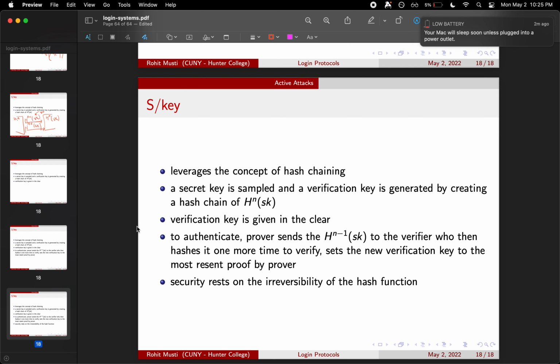So that's a quick overview of these various login systems. They are extremely interesting. I think well worth exploration, and I think are quite thought-provoking.